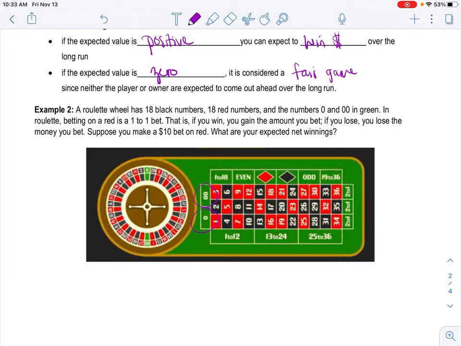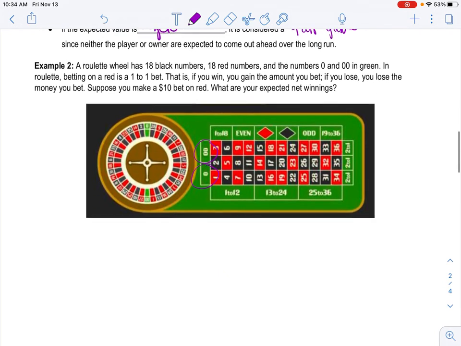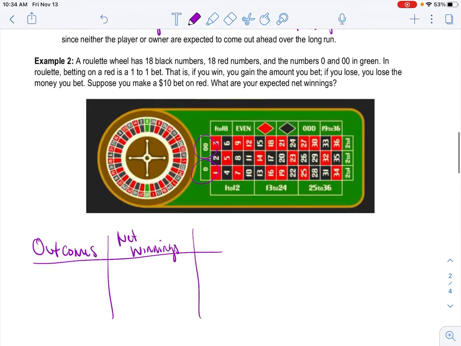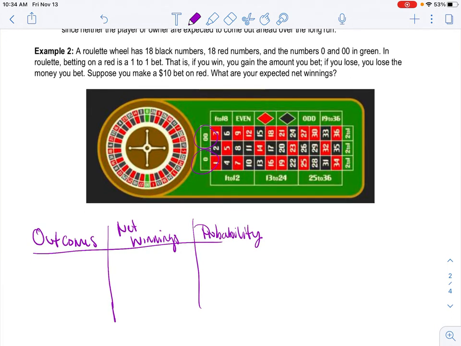So what we're going to do here is create a probability model, or we can call it a probability distribution. So I'm going to make a list. I have my outcomes. Forgive that writing, it's atrocious. Outcomes, and then we have our net winnings, and then we have the probability of it happening. Our outcomes here are we either get a red or we don't get a red, so not red. That's the whole process of how this fun game works.